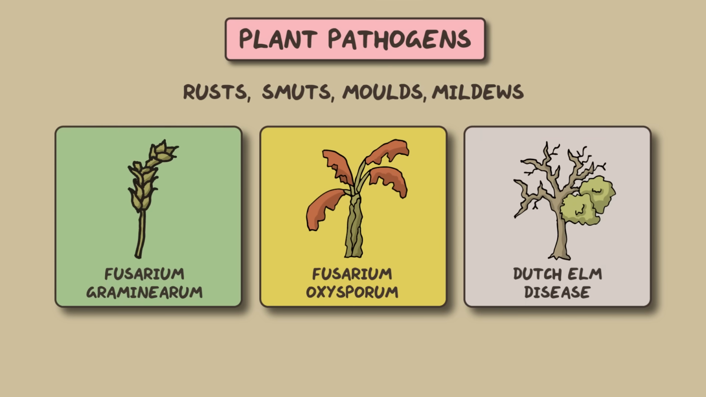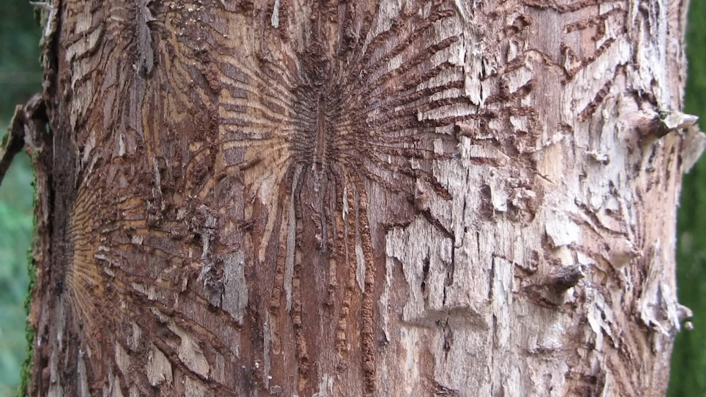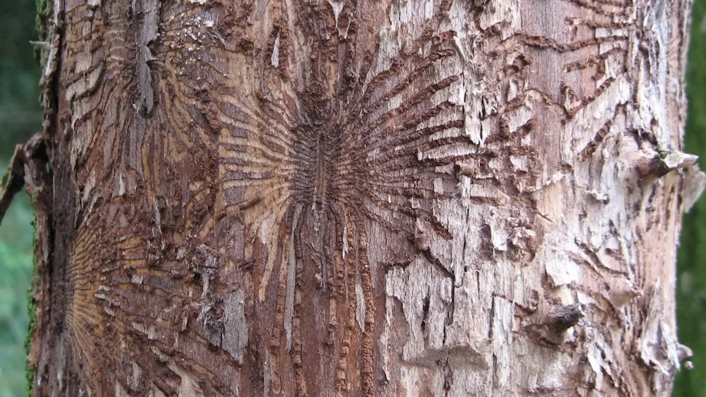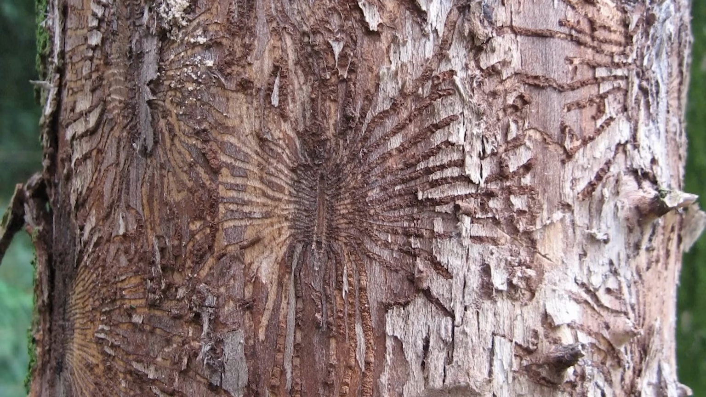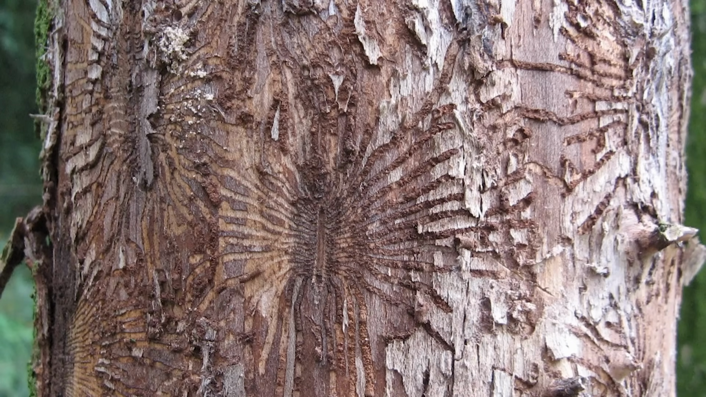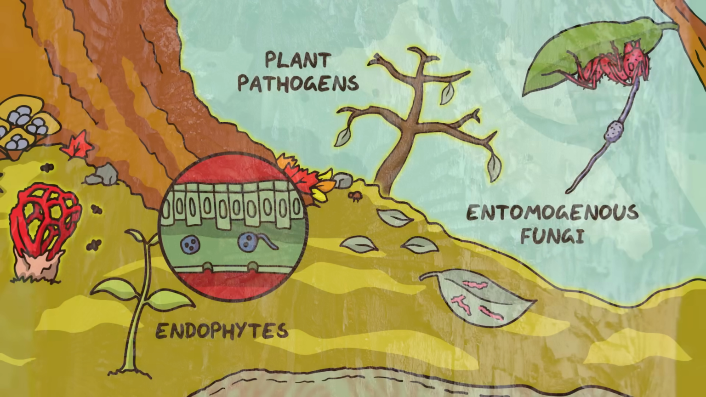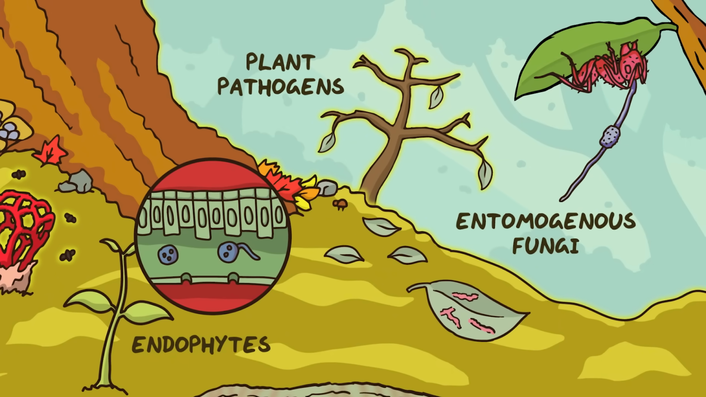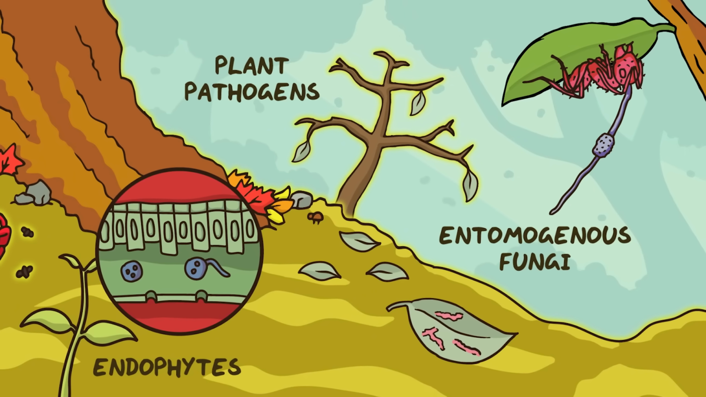And wood imported from Asia is thought to be the origin of Dutch elm disease, which has wiped out most of the elm trees in temperate Europe and North America. There are countless other examples of fungal pathogens that prey on plants, but they also infect animals, sometimes in the most ghoulish ways. These are called entomogenous fungi.